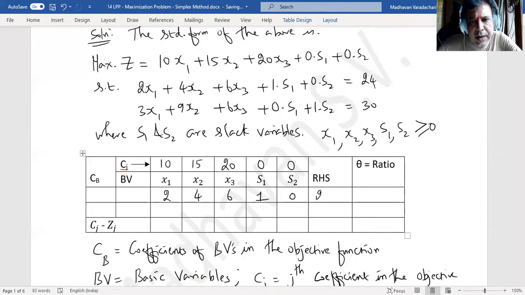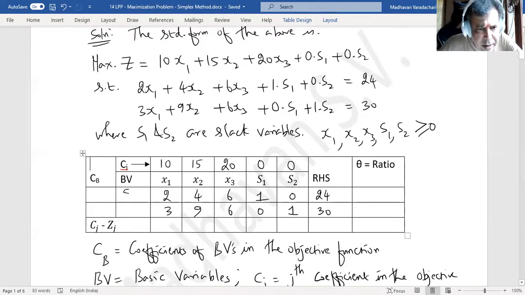Then the right hand side constants are 24, and here it is 30, the second right hand side. Here it is 3, 9, 6, 0, and 1. In the previous video, we understood what we mean by basic variables. Wherever the identity matrix is getting formed, we may notice here 1, 0, 0, 1. Here the identity matrix is formed and the corresponding variables are S1 and S2. So those become your basic variables. Here I will write S1 and S2.